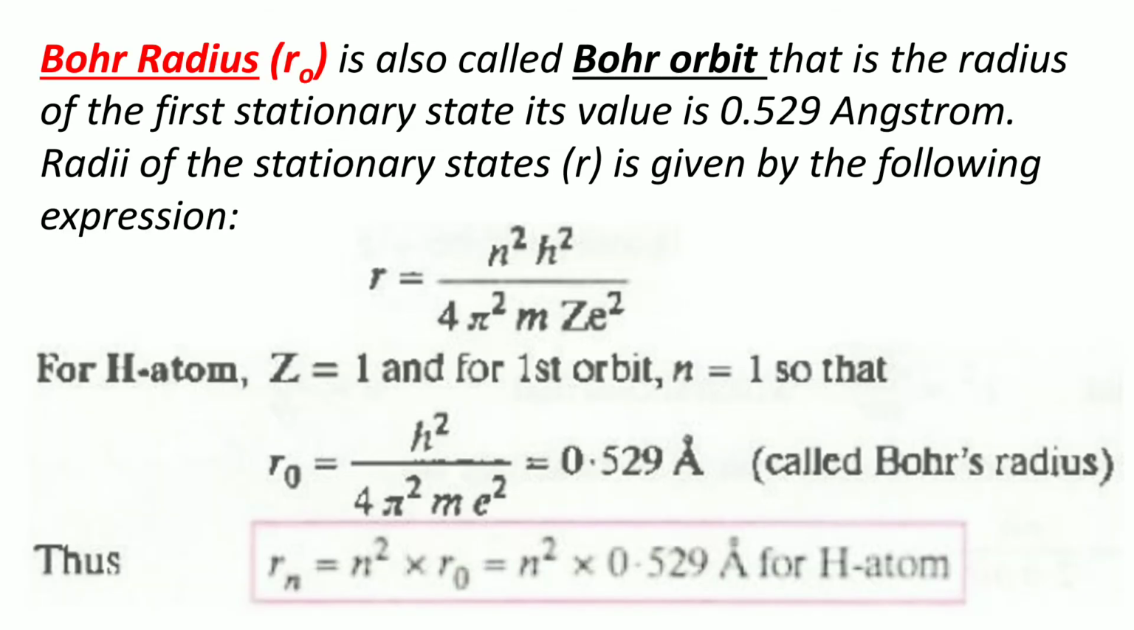So what is Bohr's radius? That is also called the Bohr orbit. It is the radius of the first stationary state and its value is 0.529 angstrom.